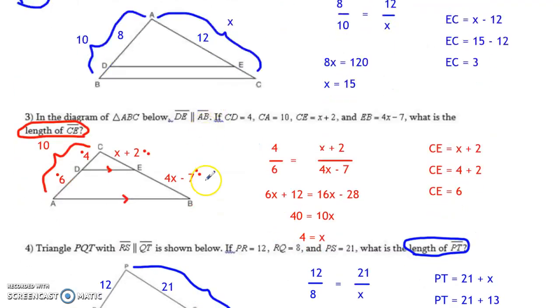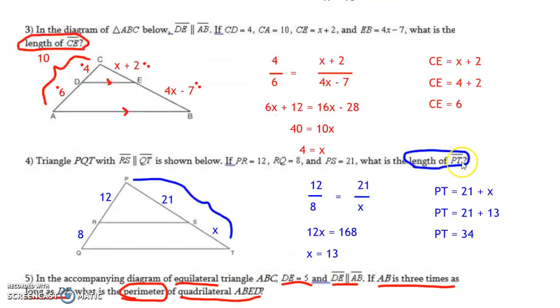However, in this case, we would have to do 4 divided by 10 is equal to x plus 2 divided by, and then we'd have to add these 2 together. We'd have to add x plus 2 plus 4x minus 7, which is a hassle. So we solved for x, we got x is equal to 4, and then we answered what CE was by substituting that value into CE.